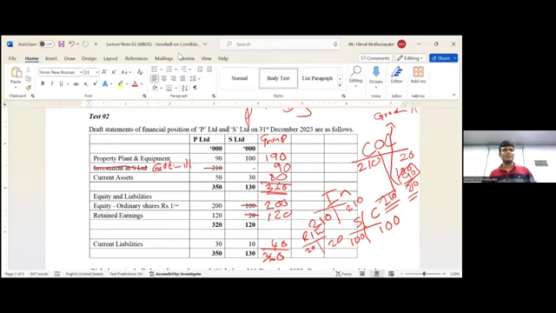The only thing we can do when we are doing the consolidation, the practical scenario, is when I'm going to buy a company, right, I'm asking the valuer to value that company, right?